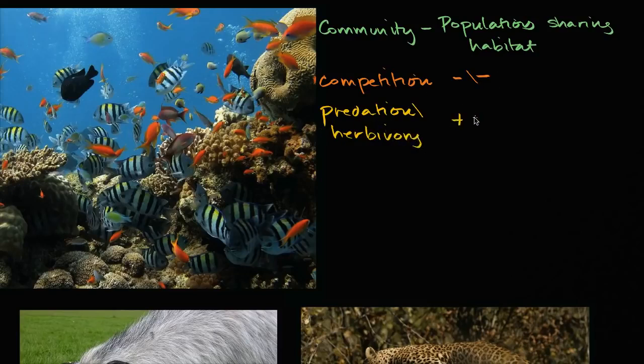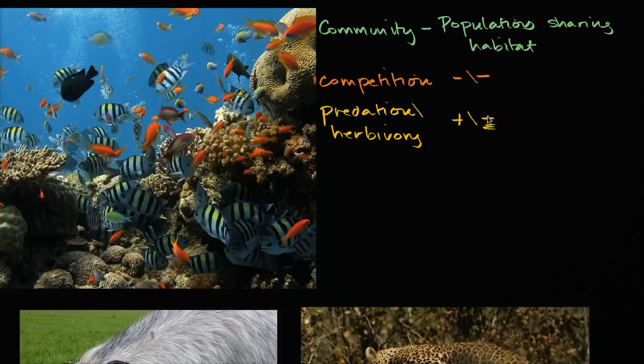And you'll often see a plus slash minus. The more of the species that is being eaten that you have, the more it's going to benefit the predator. But the more of the predator that you have, the more negative the effect on the actual prey.